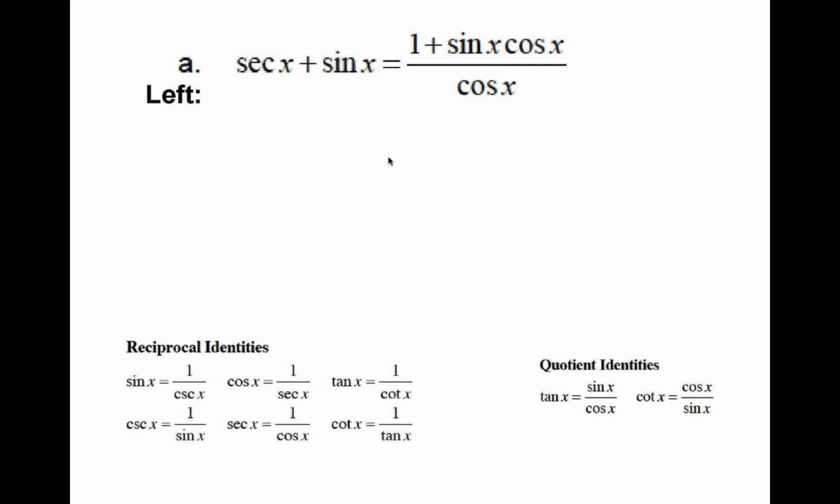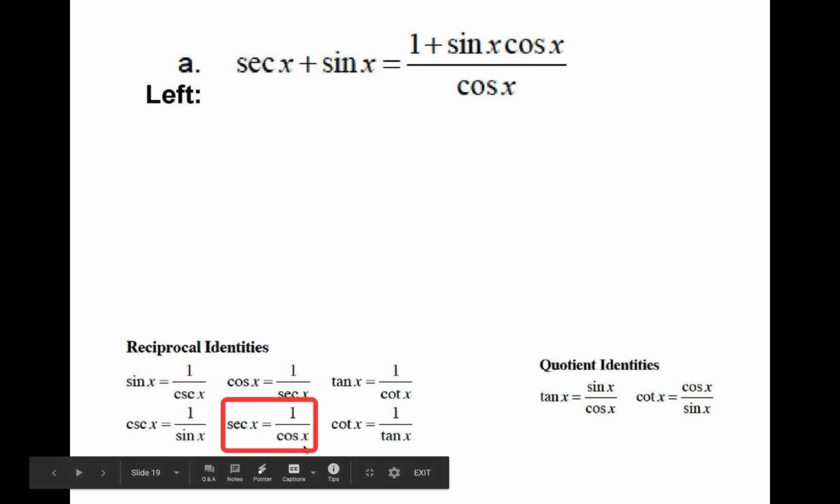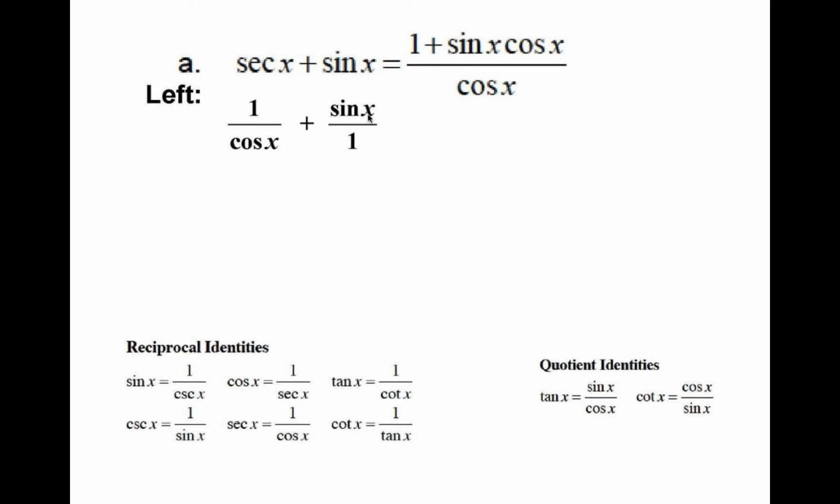So looking at this example, we're on the left side, we're going to convert to sine or cosine. So secant of x, if we use our reciprocal identities, we can see that this is equivalent to 1 over cosine x. And then we can drop the plus. Sine of x is already in sine, so I don't have to change anything there. Now I need to add these.